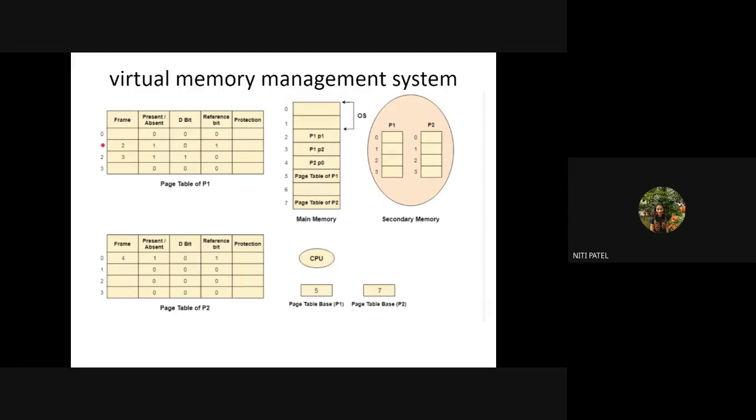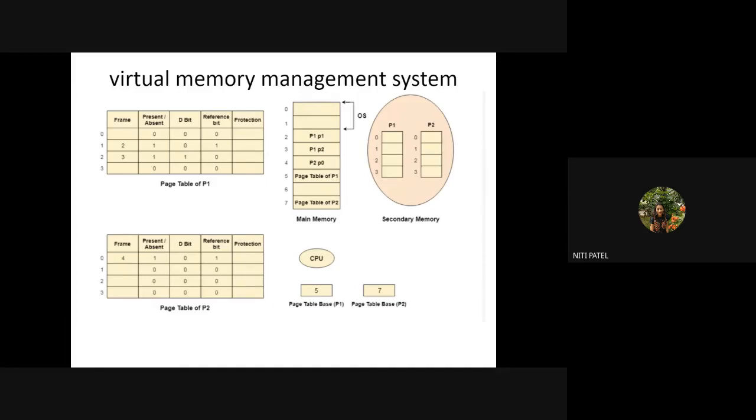So page number 1 of process 1 is stored in which frame? In frame number 2. So go to frame number 2, and I have page 1 of process 1. Understood? Where is page number 2 of process 1? It is in frame 3. So go to frame 3, and I have page 2 of process 1. Clear up till here?